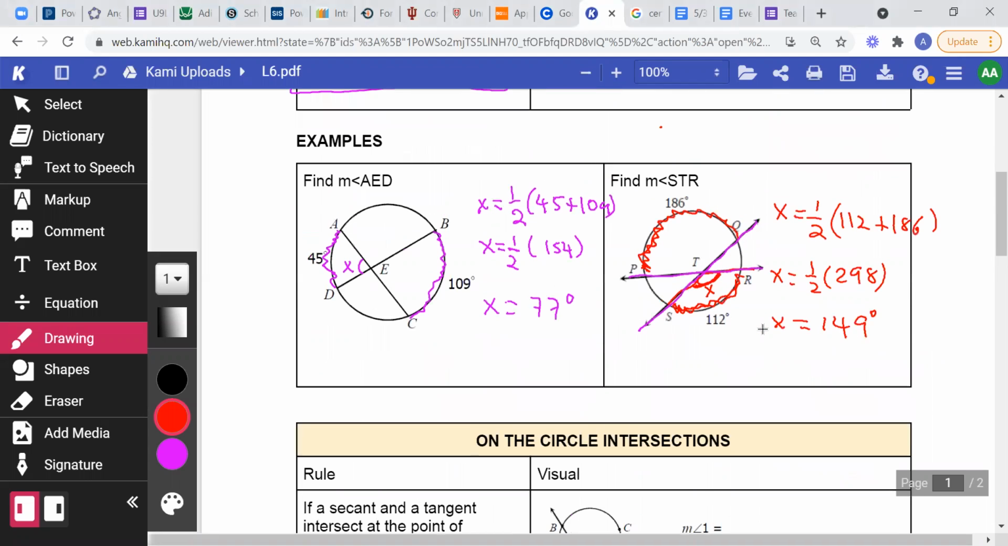If two secants or two chords intersect inside the circle, to find the measure of one of the angles inside, just take half of the sum of the intersecting arcs. The arc behind and the arc in front, take the sum and then divide it by 2.